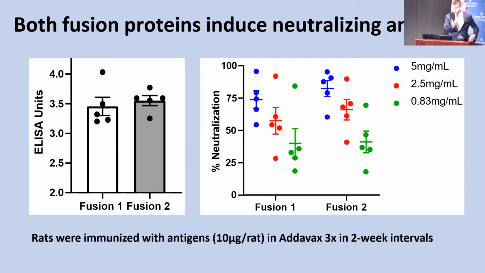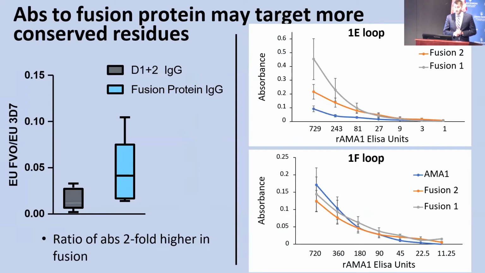Interestingly, both fusion proteins induced high levels of antibody titers, on the left shown there, and also high levels of neutralizing antibodies. Here we look at concentrations of 5, 2.5, and 0.83 milligrams per ml, and we see high levels of neutralization for both proteins at all points. Additionally, we see that antibodies to the fusion protein target more conserved regions of AMA1.